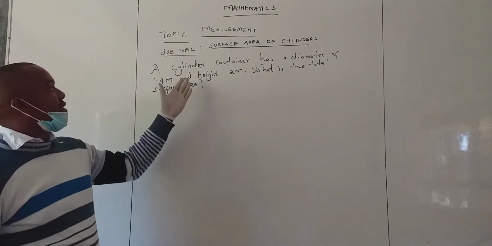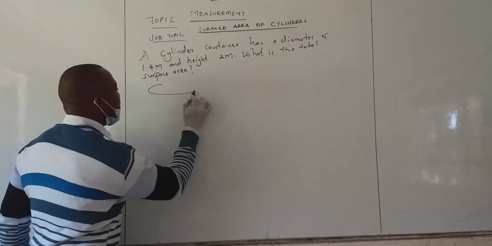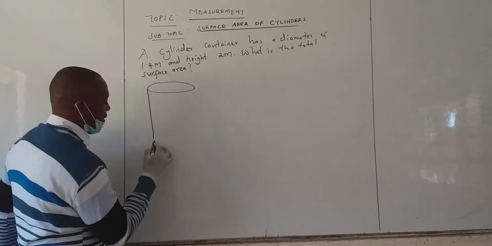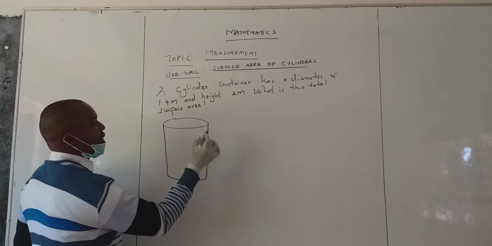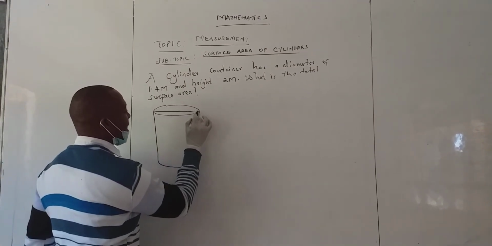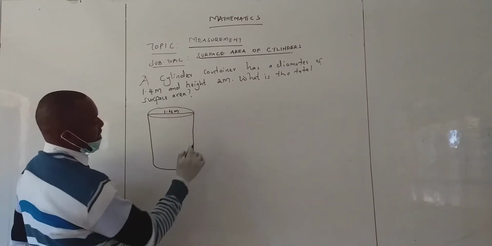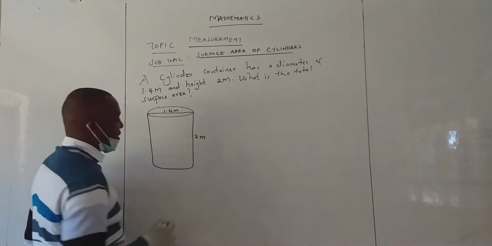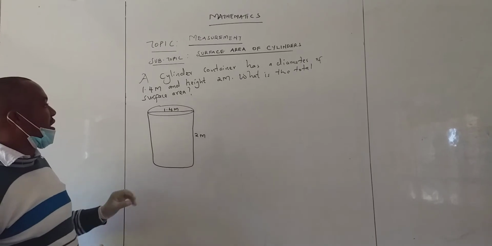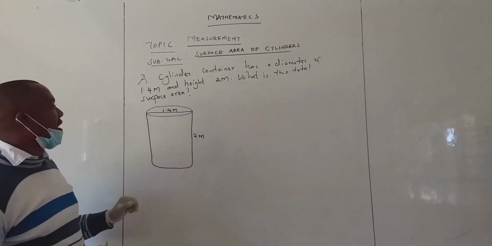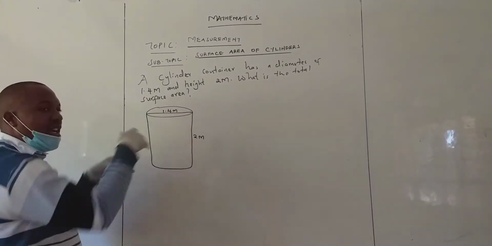Now, first of all, you have the question, and you have the knowledge of a cylinder. Can you draw that cylinder to see how it looks? We've been told that it has a diameter. The circular end, the one that I've shown you, is 1.4 meters, and then we have the height, 2 meters. This will take you back to class 6 where you learned about a circle. We shall be finding the area of a circle because we're looking for the faces: the circular ends first, and then the curved surface.